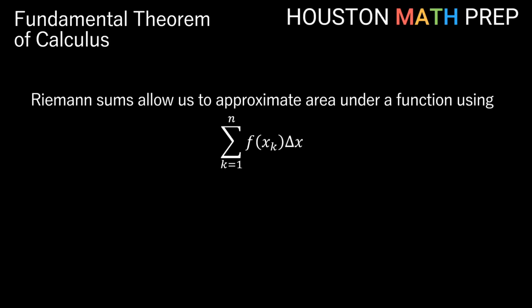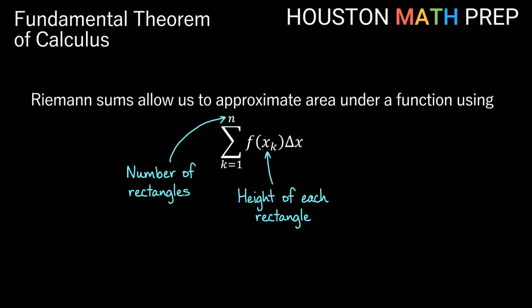If we look here at this expression, remember that n is the number of rectangles that we're using to approximate. And we've said that the more rectangles we use, the better the approximation is going to be. Our formula for the area of each rectangle, remember, is going to be the height times the width. Our function value at some x is going to be the height on that interval, and then we also have delta x, which is our width of each rectangle.